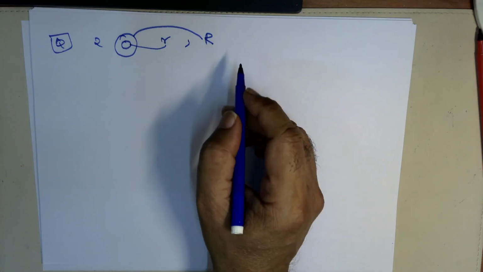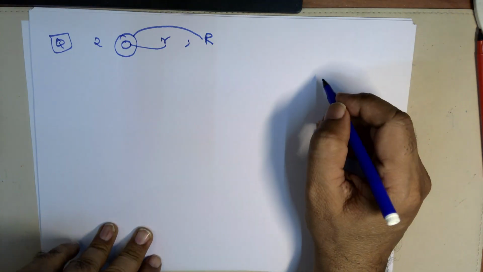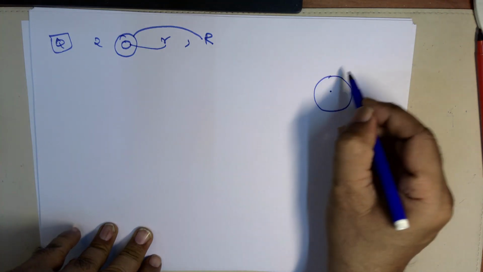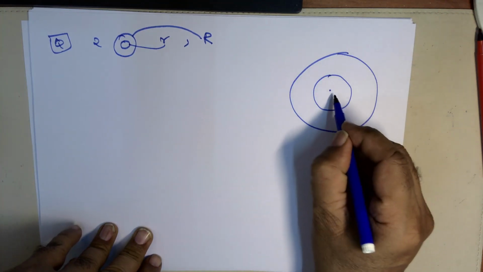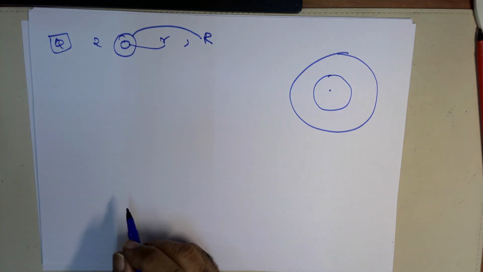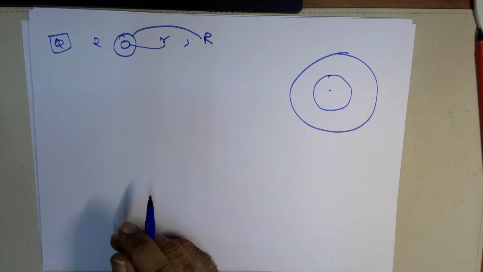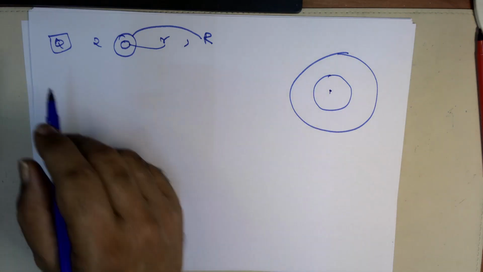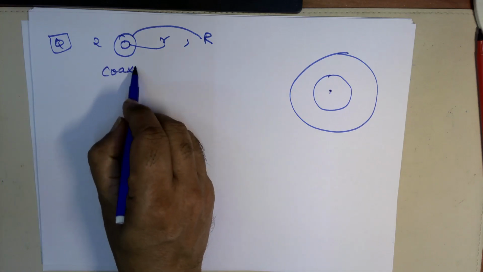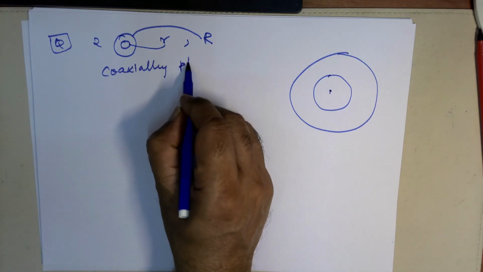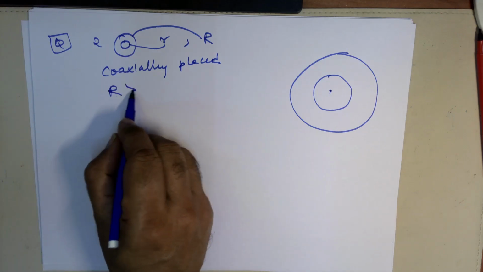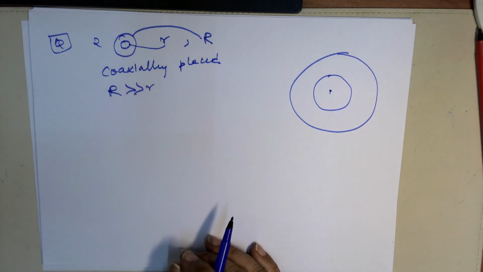Are placed coaxially. What do you mean by coaxially? That is, they have a common center. So O is the center. You have put one circular coil and another circular coil. Are you able to understand this? They are placed coaxially with their centers coinciding. So they have the common center. R is much greater than the radius of the inner coil.